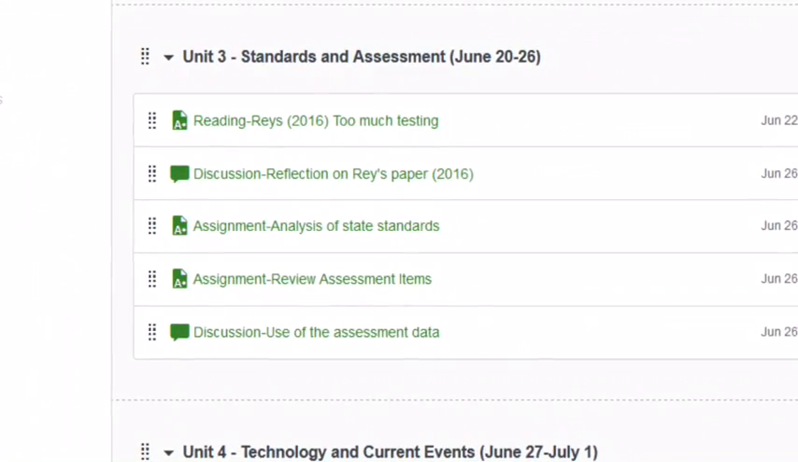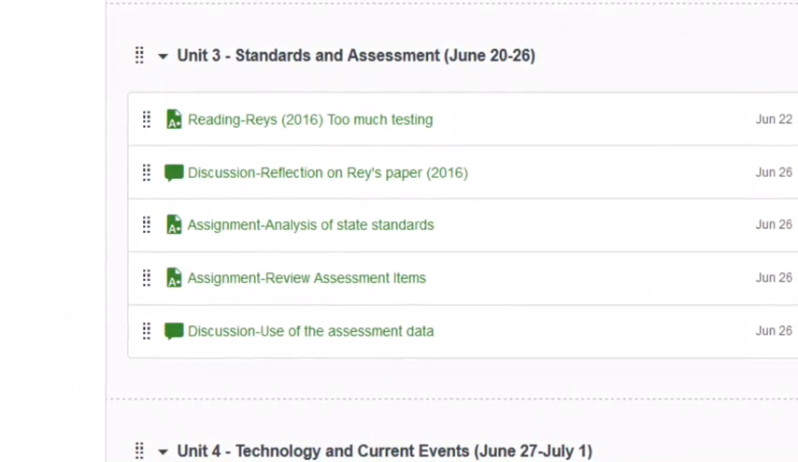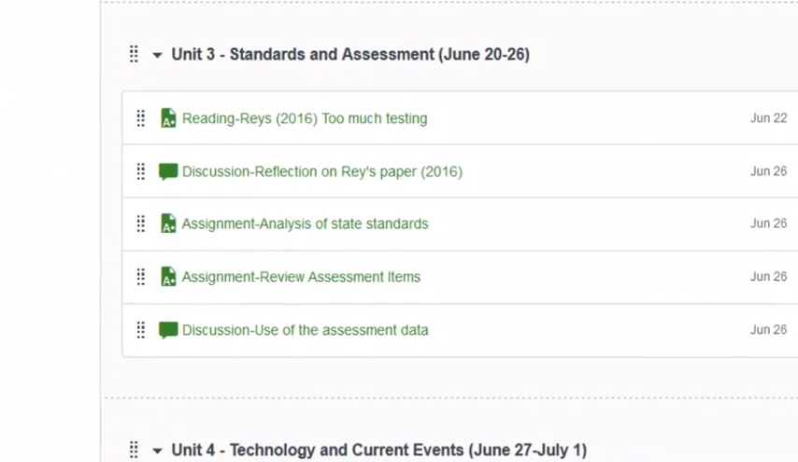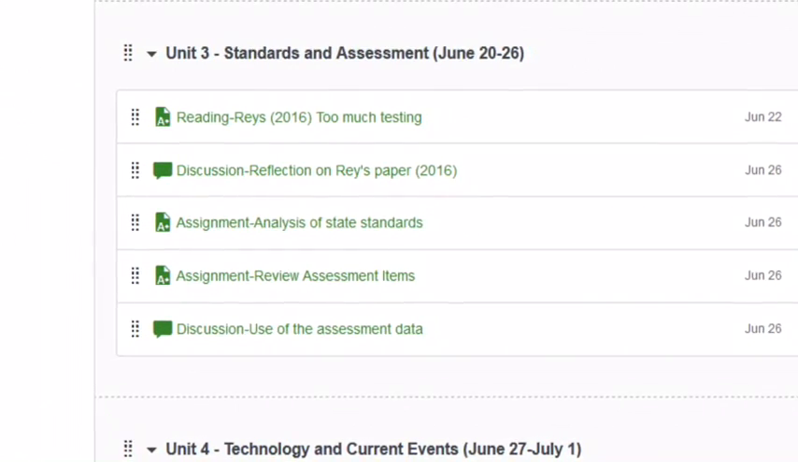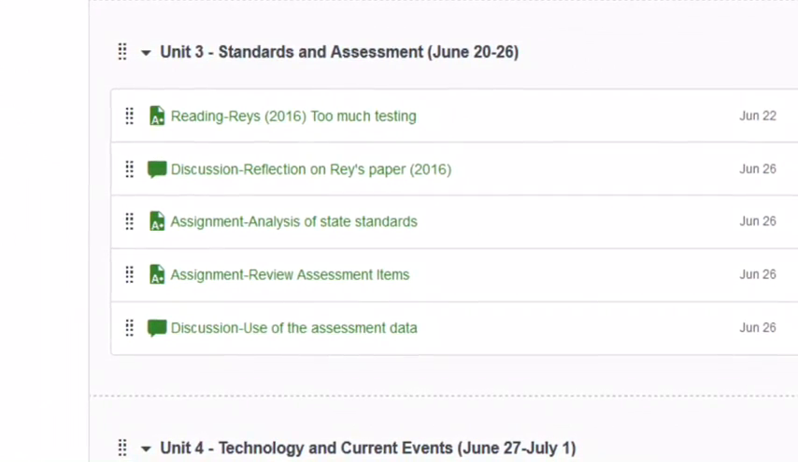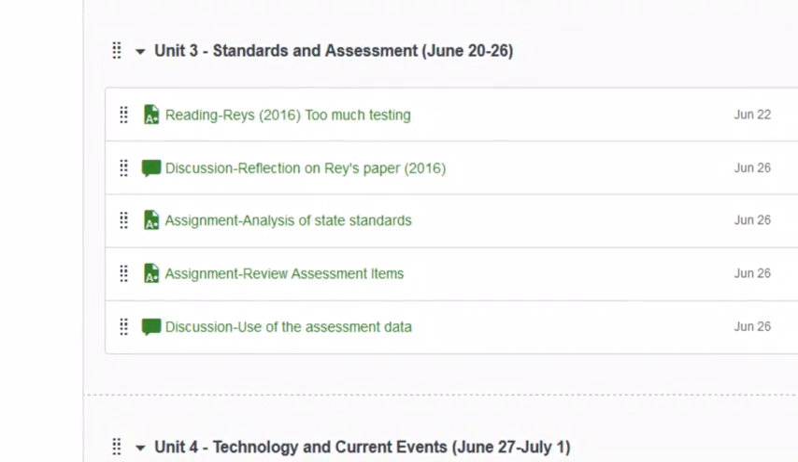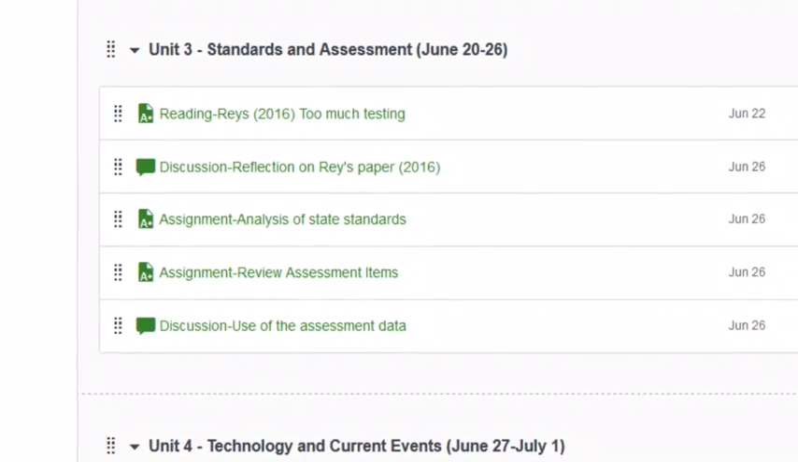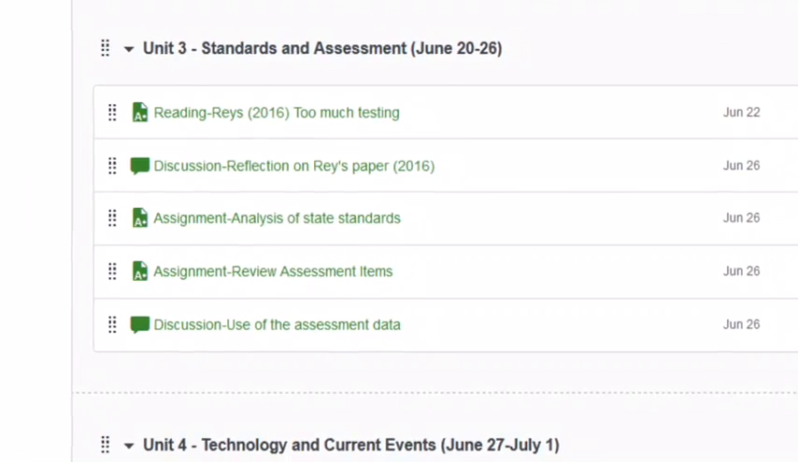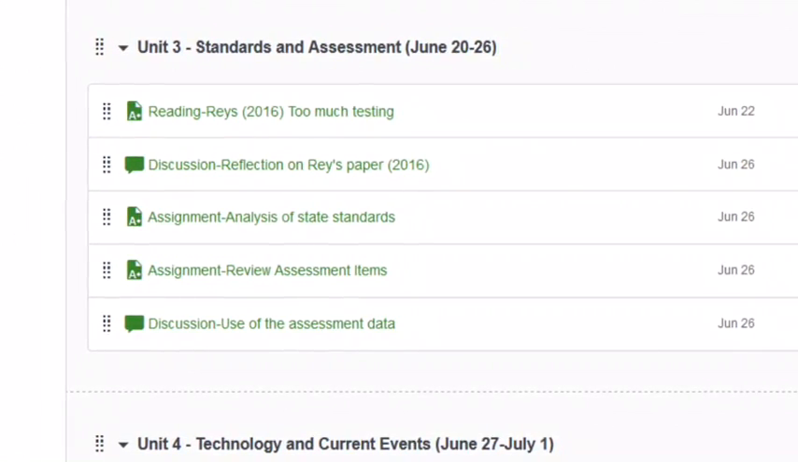And then there are two assignments for Unit 3. There's an assignment that involves analyzing some official standards that you get to choose, and then there's an assignment analyzing some standardized assessment items. The details on those assignments are posted on the assignment page on Canvas, and those are both due by the end of the day Sunday. Let us know if you have any questions on them.